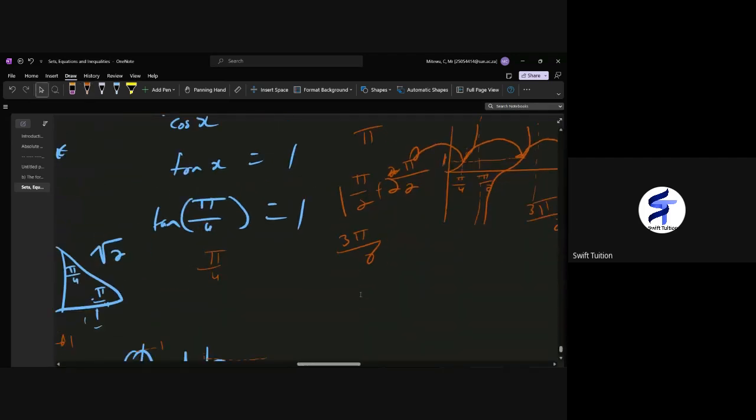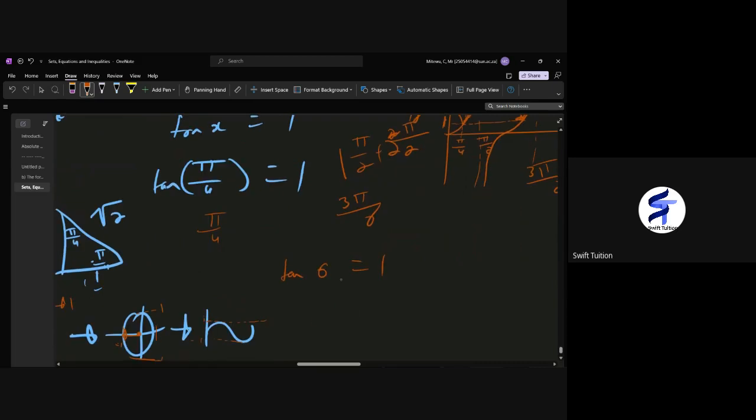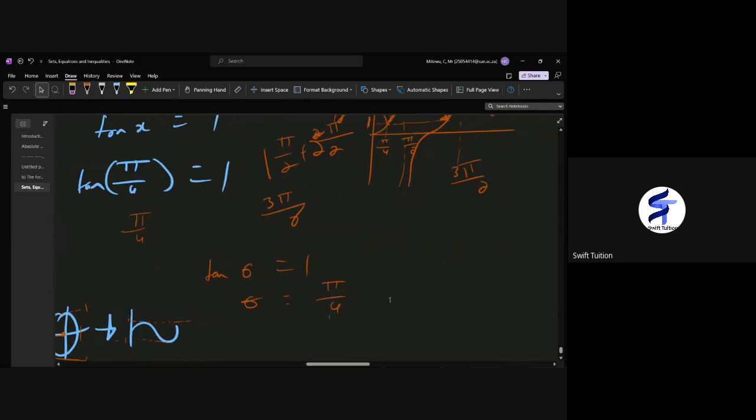Mathematically, we say the following. We say tan of theta, or x, is equal to 1. Therefore, we have our special reference angle, so theta is equal to pi over 4. That's the first instance of that, but we know that that can continue forever.